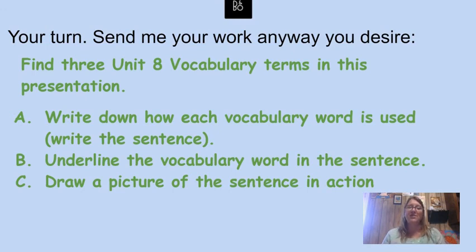Once you have done that with your three vocabulary words, you should have three sentences, three quick illustrations, or make them take as long with them as you want to, make them detailed. Send me your work any way you desire. Maybe you take a picture of it, screenshot it, and send it to me. Since it's going to be a drawing, that would probably be the best way. You could video record, send it to me. I still love to hear your voices and see your faces.